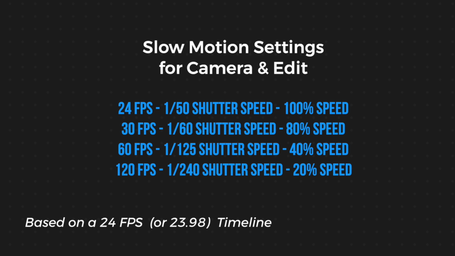For me, I often film at 60 frames per second if I want to have that option to slow it down later in the edit. And if there's a particular moment that I know I want even slower, I'll film at 120 frames per second. Here's a reference for you to screenshot and use when you're deciding to film slow motion.